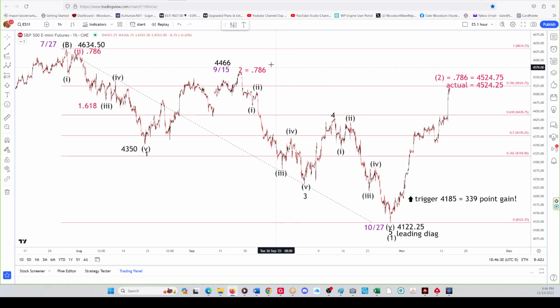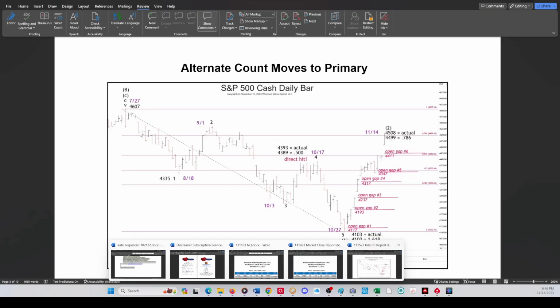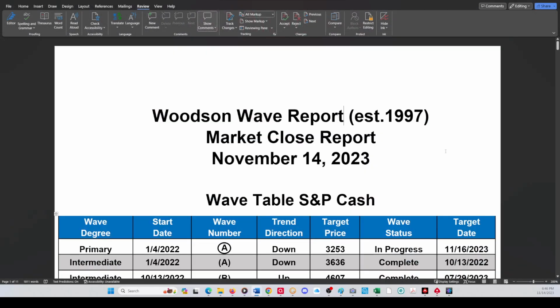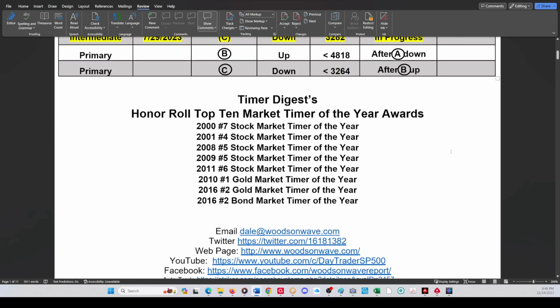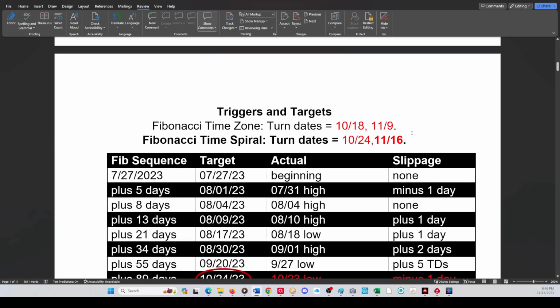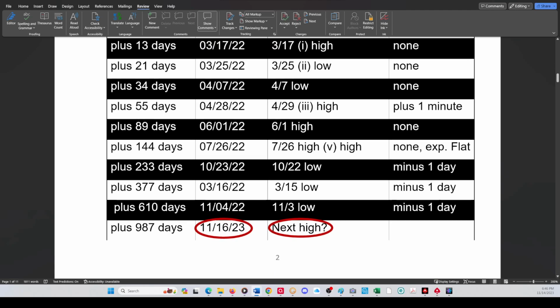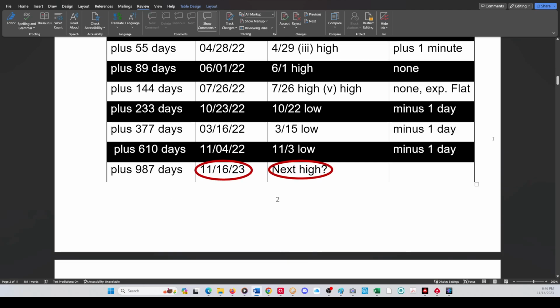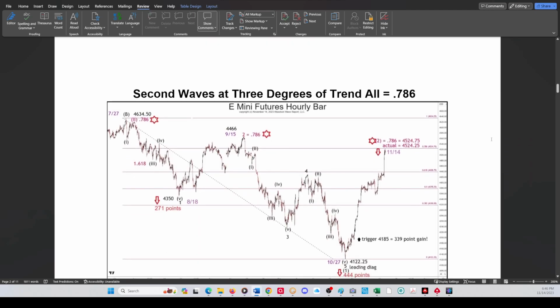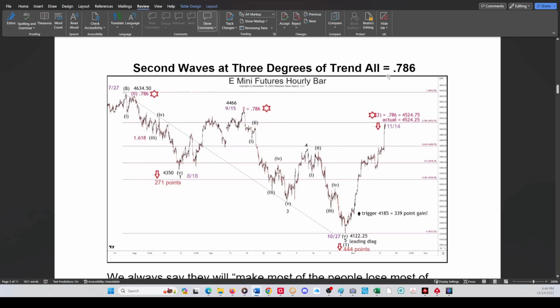Okay, let's get into the report because I want to show you guys something interesting here. Let's get into the market close report. Like I said, we published 4 reports today. We had a pre-market, a morning, an afternoon, and a market close. We'll get into the market close here, get you caught up. There's the next turn date, 11/16, and you can see that looks like the next high for sure if it didn't already happen today. Here are the second waves at 3 degrees of trend, and it's really 4 because I didn't count the B wave.